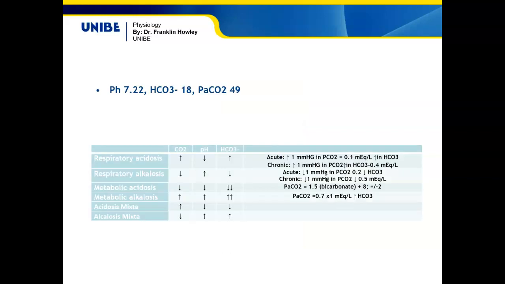Okay. Now this one here, pH is low, so it's an acidosis. Bicarbonate is low. We're thinking probably a metabolic acidosis. But when I see CO2, CO2 is high. That also means acid. So we have, in this case, very simply, a mixed acidosis. I don't have anything else to do.